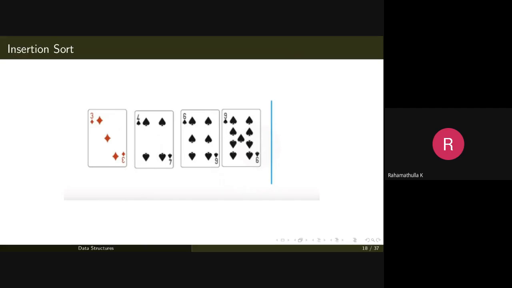So this is the in-place insertion sort algorithm. Previously, we have seen an insertion sort algorithm which was taking extra memory. Here, the insertion sort is in place. This algorithm is in place.